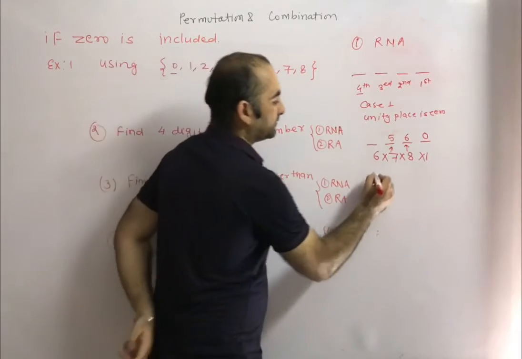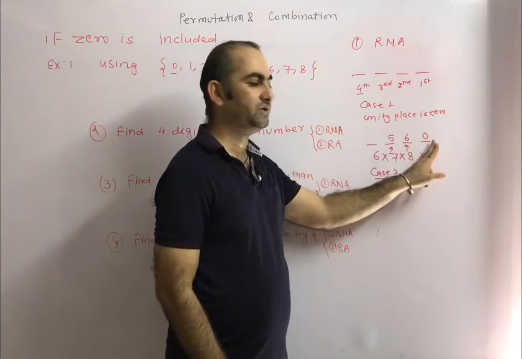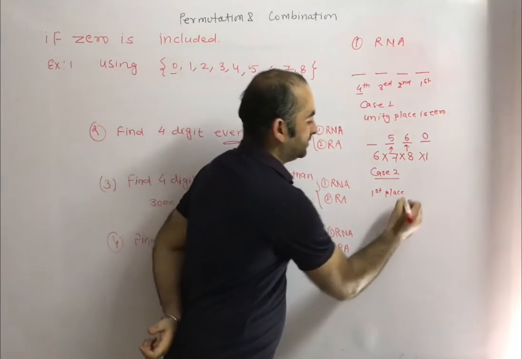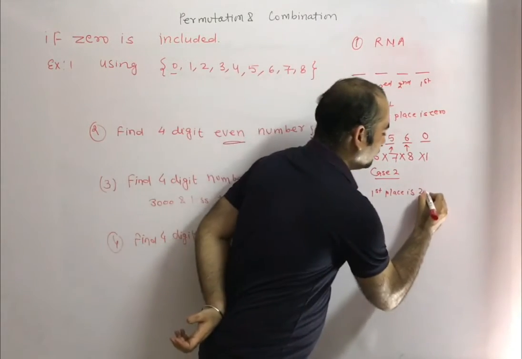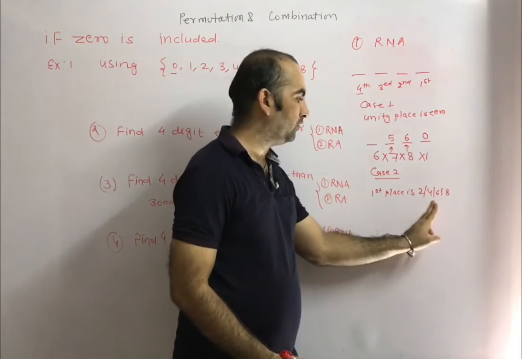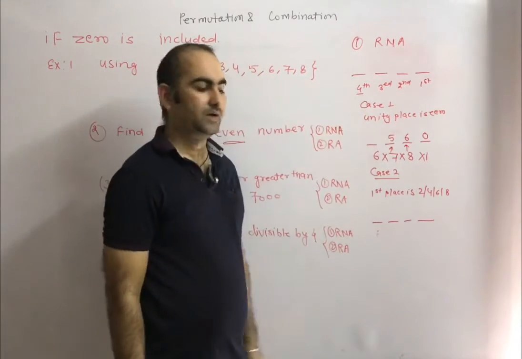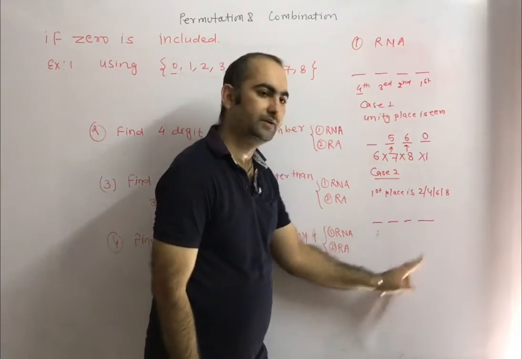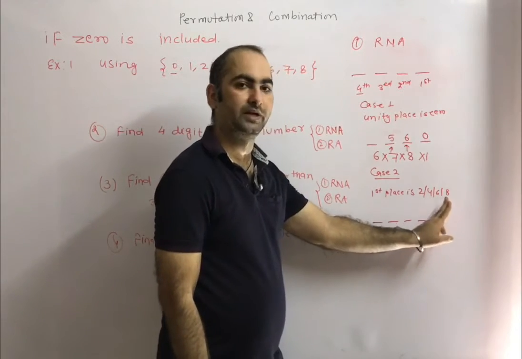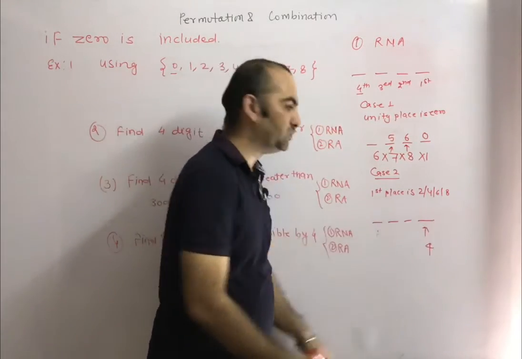Now the second case is what? Case 2: because we want an even number, the unity place is either 2, 4, 6 or 8. At unity place either we put 2, 4, 6 or 8. So we have 4 places. Now we have to fill this place first, so unity place we have to fill first. At unity place we can put either 2, 4, 6 or 8. So how many choices do we have? 4 choices. So out of 2, 4, 6, 8, suppose 2 is coming here.